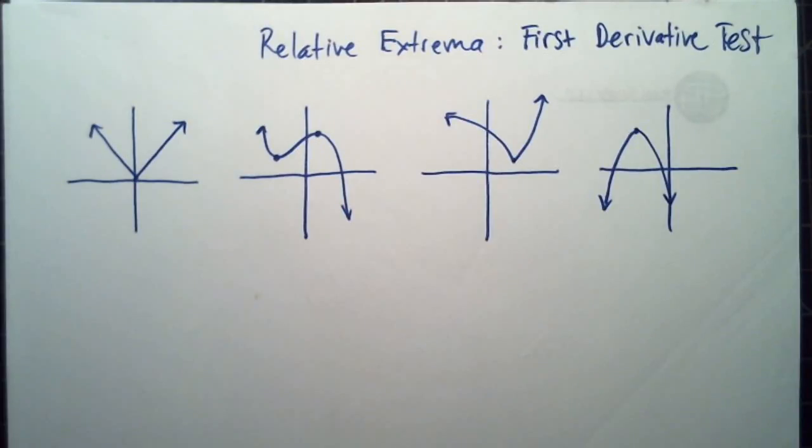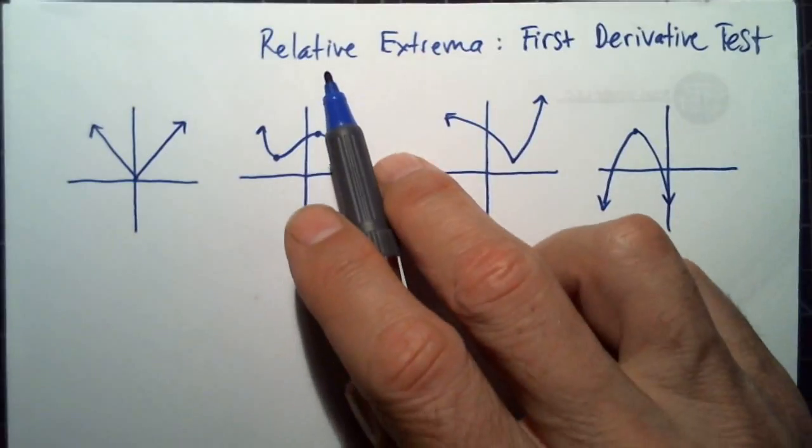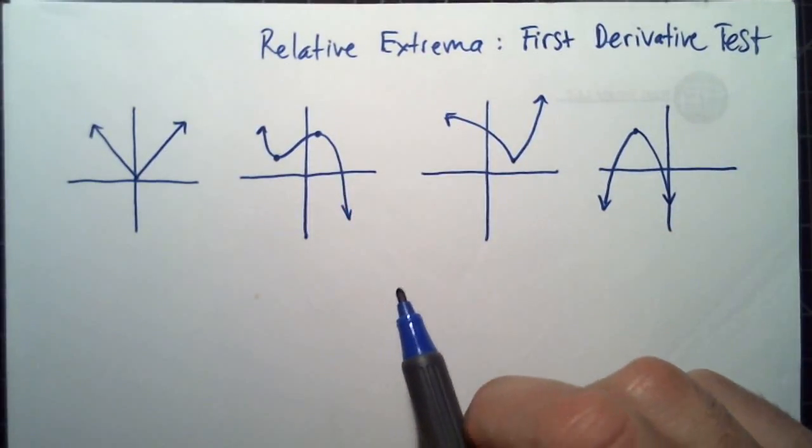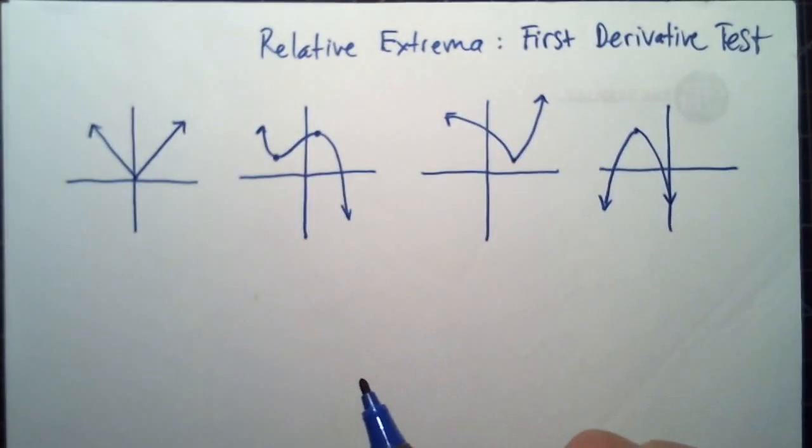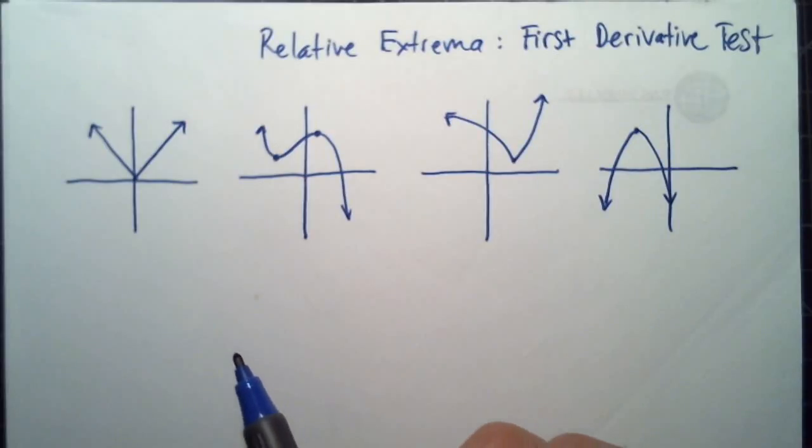In this lesson, we'll talk about how to find relative extrema, and we're going to do that using the first derivative test. So to understand the concepts, let's look at these graphs.